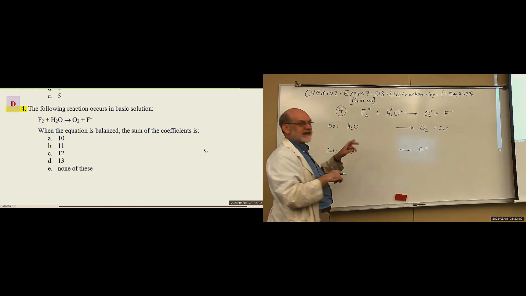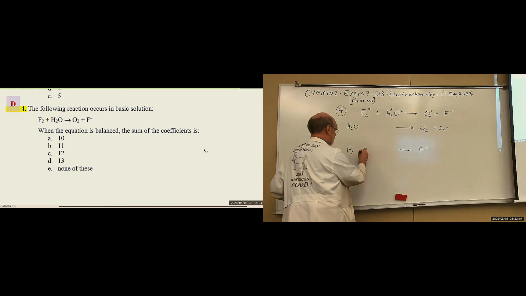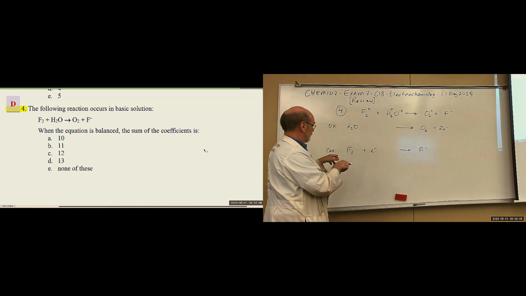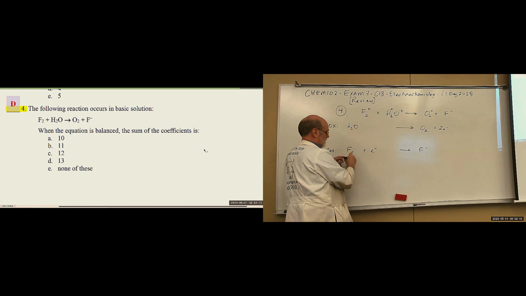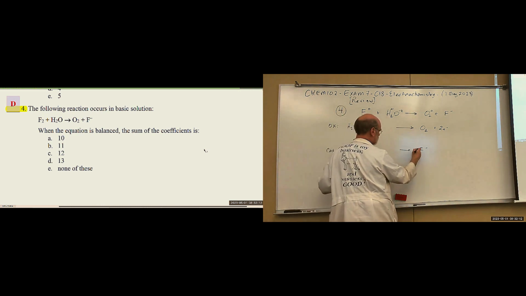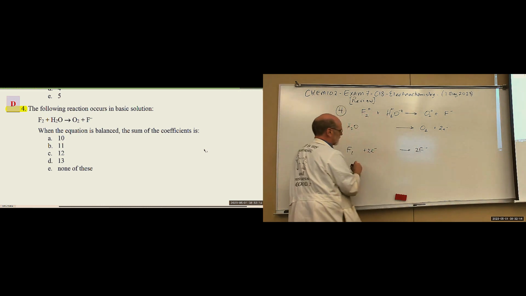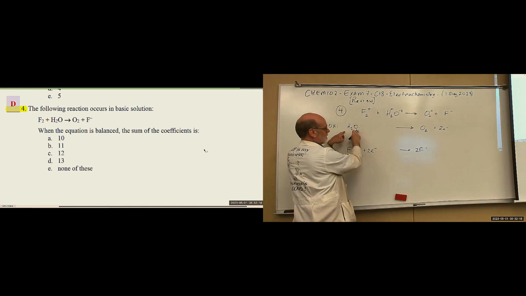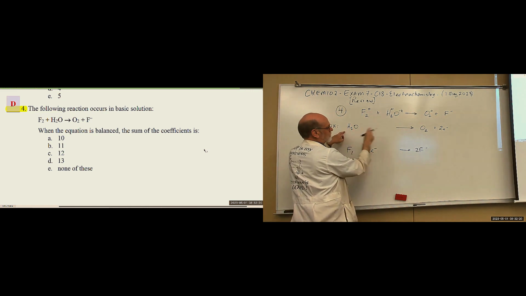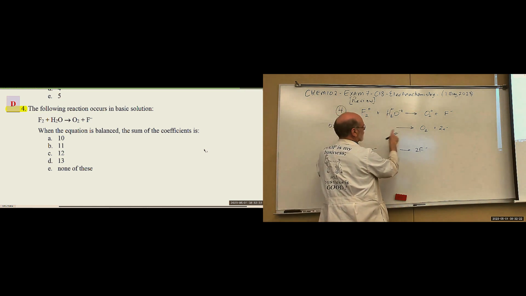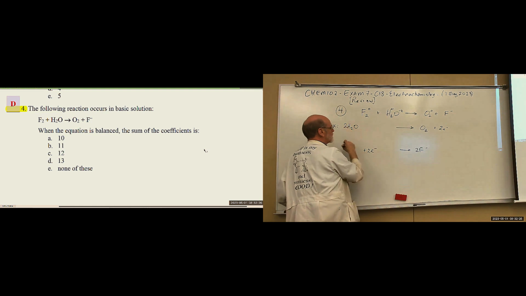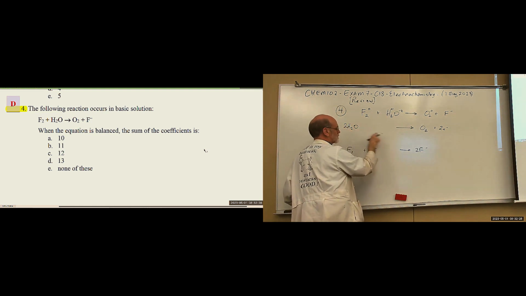Oh, excuse me, reduction. It gained 1 electron per fluorine. Right, but we got 2 fluorines. So we need 2 here and 2 there. And this oxygen, we need, it was 2 electrons per oxygen, wasn't it? So we need 2 here to give us 2 oxygens.